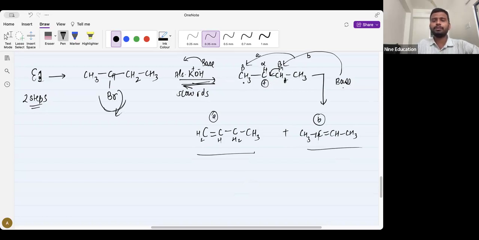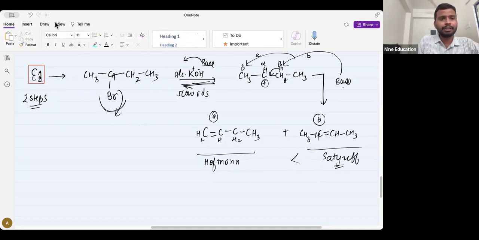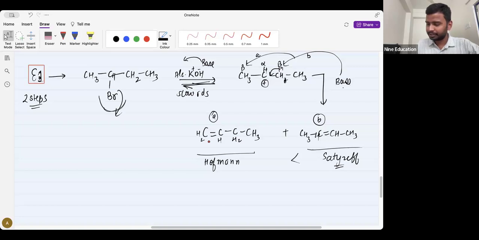The number of types of beta hydrogen you have is the number of products you can have. So you have two types of beta hydrogen, so you will get two types of products. See, this is the Hofmann product and this is the Saytzeff product. And you all know Saytzeff is more stable than Hofmann. In simple cases, with Br and no bulkiness, Saytzeff is more stable than Hofmann.